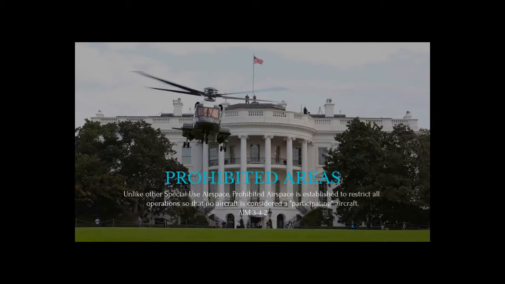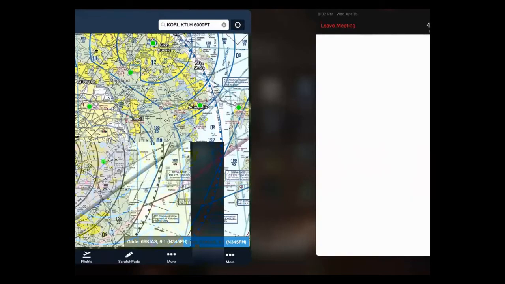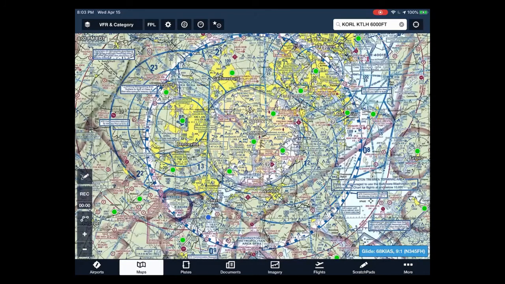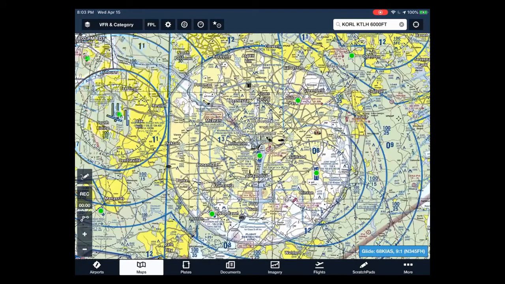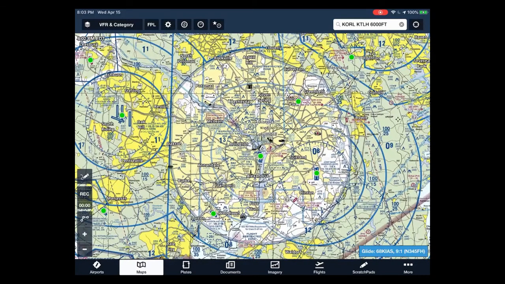So let's go back to ForeFlight. What we see here is, let me zoom out just a bit. This is representing the SFRA, or Special Flight Rules Area, for the District of Columbia. If you're not familiar with what an SFRA is, that's actually another slide that we'll take a look at in a moment. But specifically within that Special Flight Rules Area, you also have something called an FRZ, which stands for Flight Restricted Zone. You can see it's miscolored, and that's kind of intentional, because the idea is you really shouldn't be flying over that area unless you're authorized to do so.